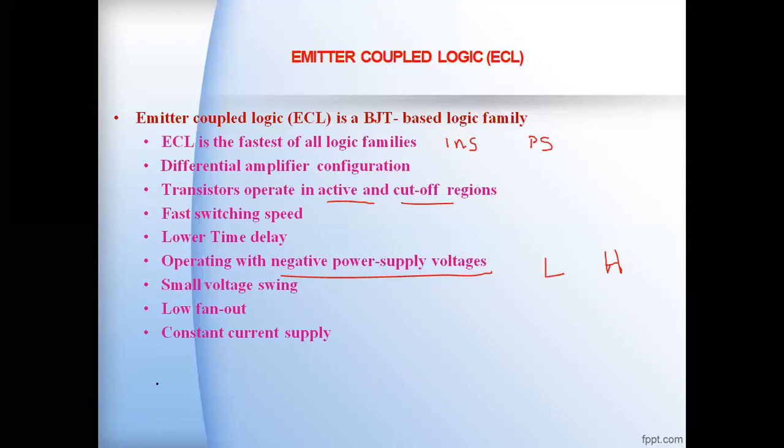It has a low fan out. And another disadvantage is low noise immunity here. So the noise margins are very low here. And one of the advantages is that it has a constant current supply. So these are the characteristics of the emitter coupled logic.